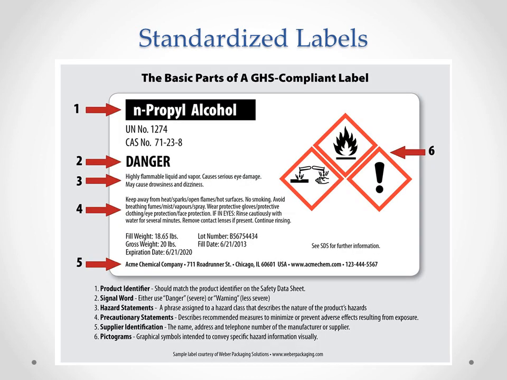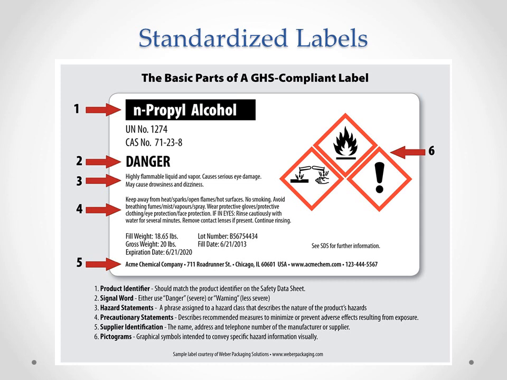Here's an example of a label that complies with the new standard. It contains all 6 of the required elements. Number 1 points to the product identifier. In this case, it shows a general chemical name followed by unique identifying numbers. Another option for a manufacturer is to use a trade name. Regardless of how it is identified, it must match the way it is identified on the safety data sheet. Number 2 points to the signal word. The new standard only allows for one of 2 signal words to be used. Danger is for more severe hazards, while warning is for less severe hazards.